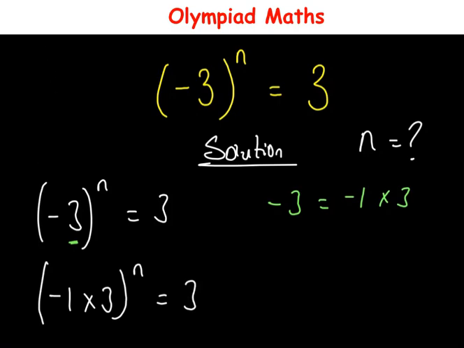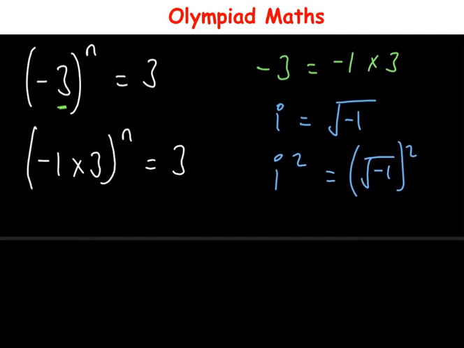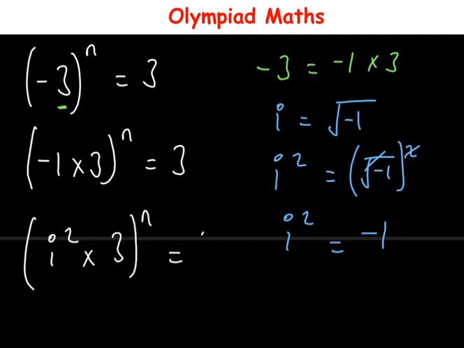Now at this junction we are going to apply a trick. Instead of minus 1 we can write it as something else. And what is that? You see, we can express i is equal to root minus 1, such that if we square both sides of the equation, i squared is equal to, in brackets, square root of minus 1 all squared. What we have is that i squared is equal to, the square will cancel the square root, minus 1. So with this, the value of minus 1 is equal to i squared. So we'll bring in minus 1 as i squared in this equation. This becomes, in brackets, minus 1 as i squared times 3 all raised to power n is equal to 3.